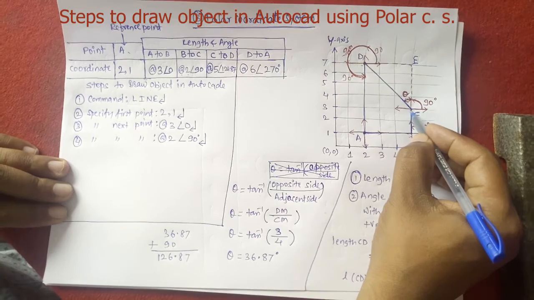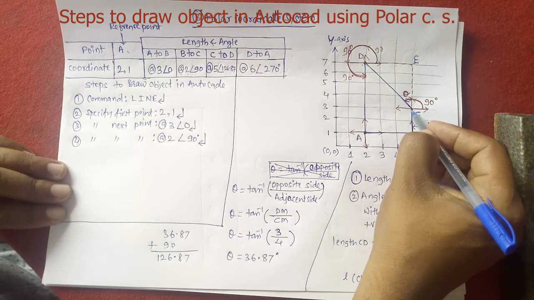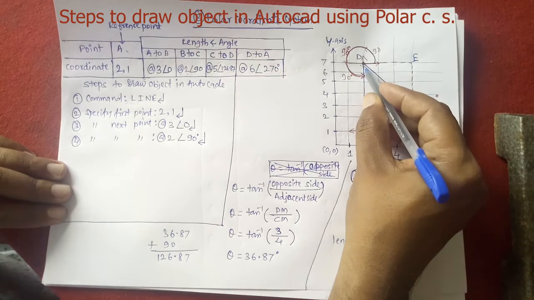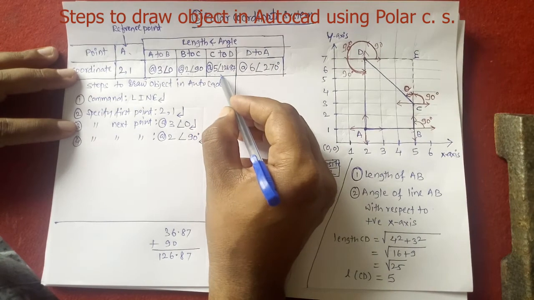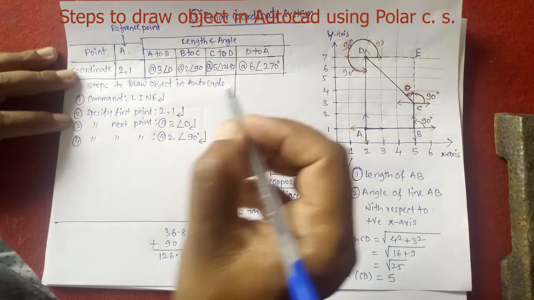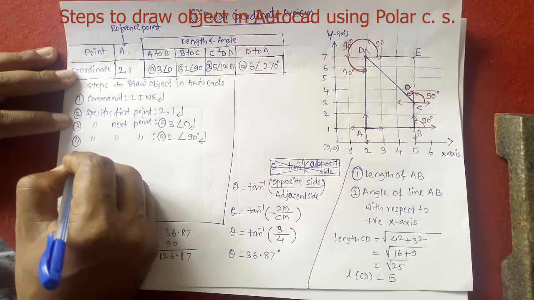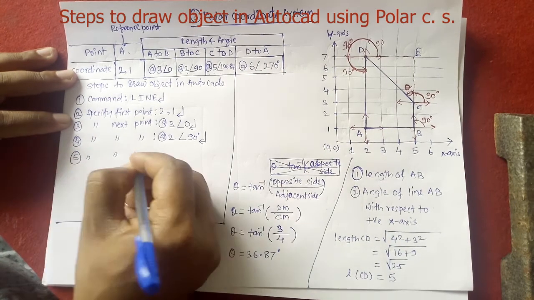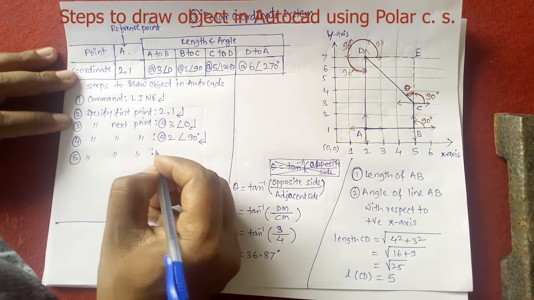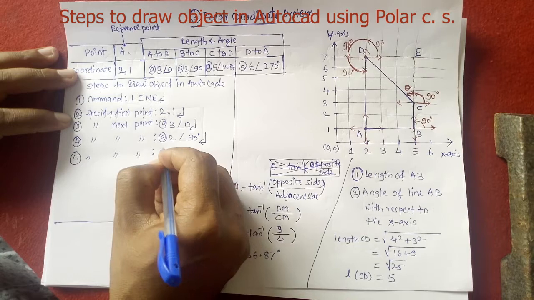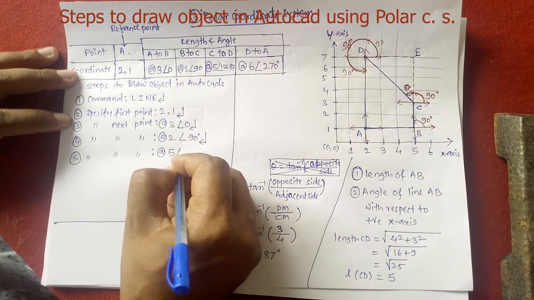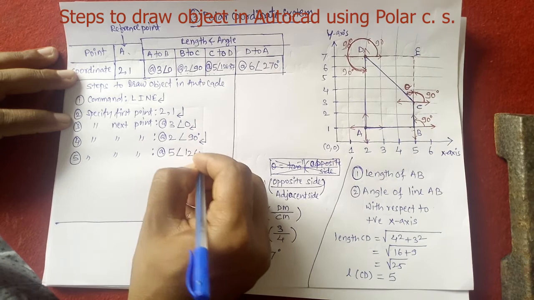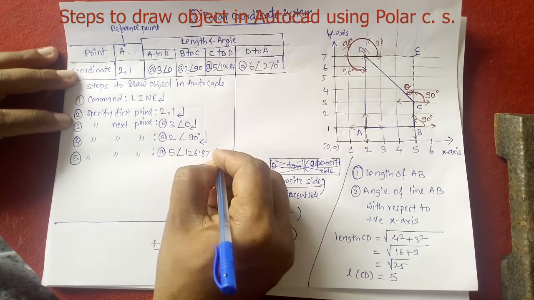Now to draw this line C to D, we must enter these coordinates @5 at an angle 126.87. So the system will ask us to specify next point, and in the command prompt enter the coordinates @5 angle 126.87 and press enter button. So the line C to D will be drawn.